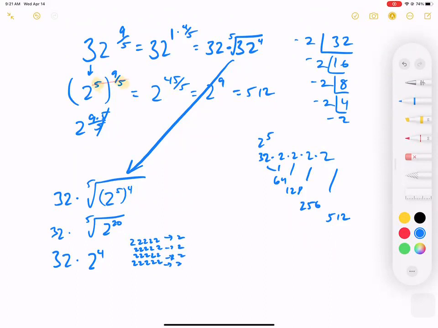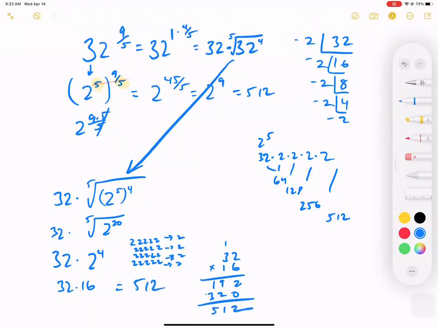2 to the 4th is 2 times 2 is 4, 4 times 4 is 16. This is 16. 32 times 16 is some atrocious number. 32 times 16 is going to be 512, right? But let's go down and show you guys. Yep, same answer.